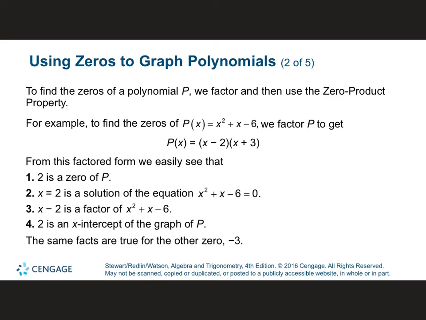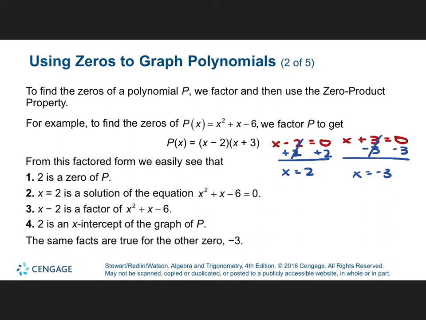Once you factor, you would set each part of that binomial times the binomial equal to 0. So in this case, that x minus 2 gets set equal to 0, and that x plus 3 gets set equal to 0, and we would just solve for both of them. We would add the 2 to each side and get that x is equal to 2. We subtract the 3 from each side, we get that x is equal to negative 3.